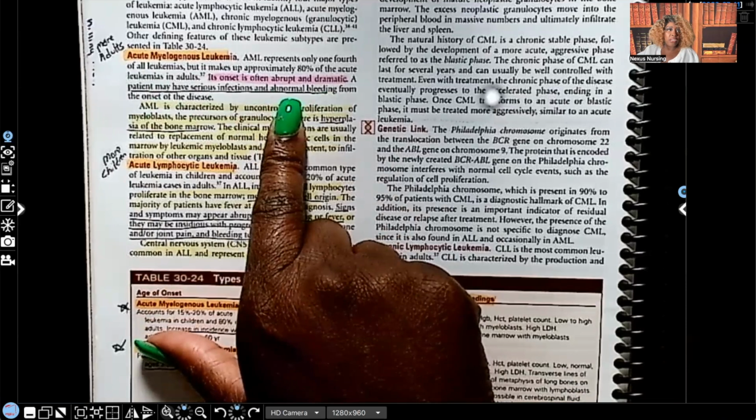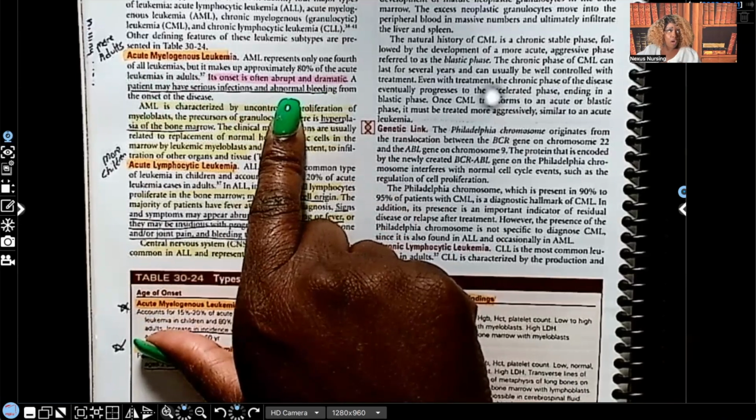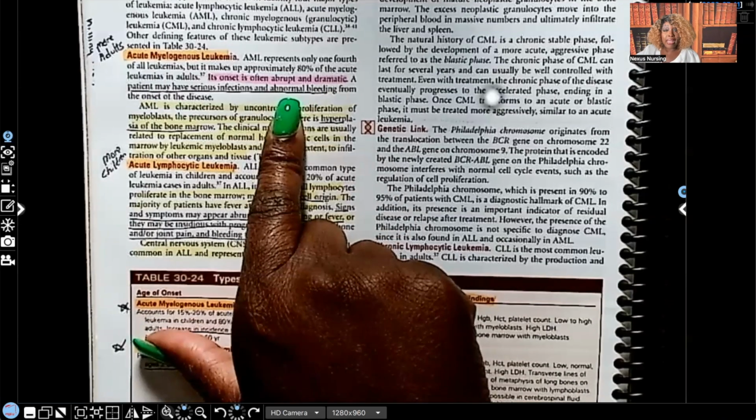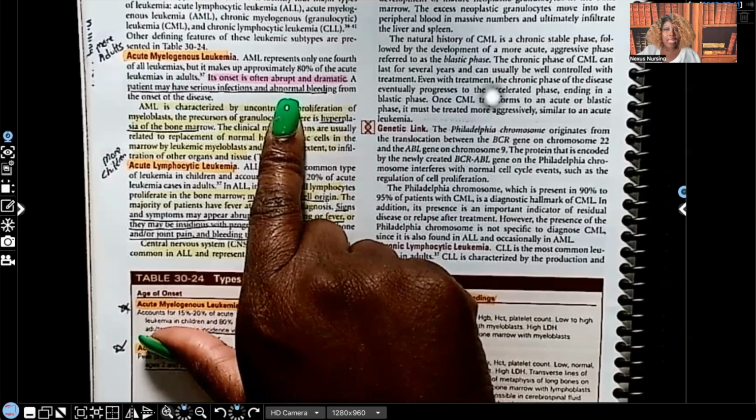Why serious infections? Because it's got WBCs that aren't doing anything. Why abnormal bleeding? Remember, in the bone cells, what's made? Our RBCs, our WBCs, and our platelets. Our platelets, which help us clot and not bleed to death. Okay, so now you have all these WBCs taking the space of what should have been normal, healthy cells. Of course, yes, that's going to put the patient at risk for bleeding.